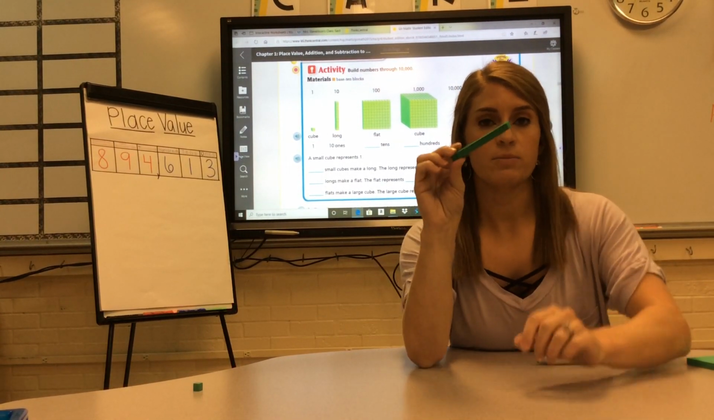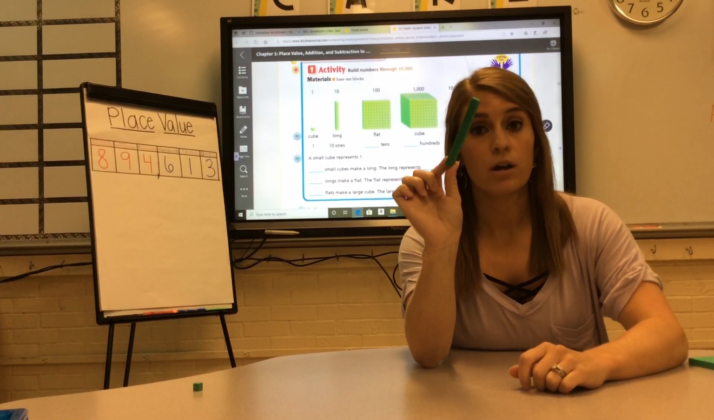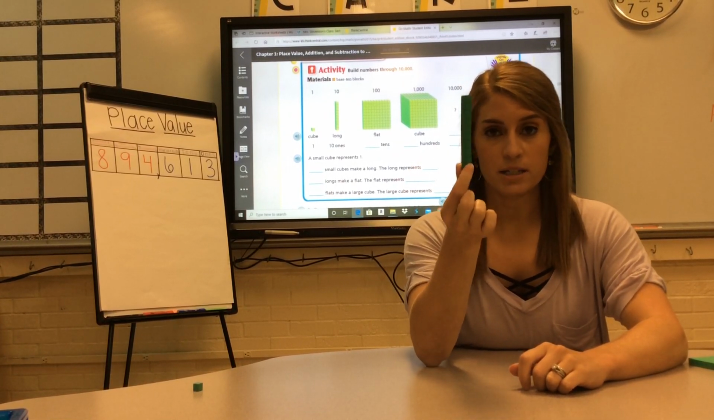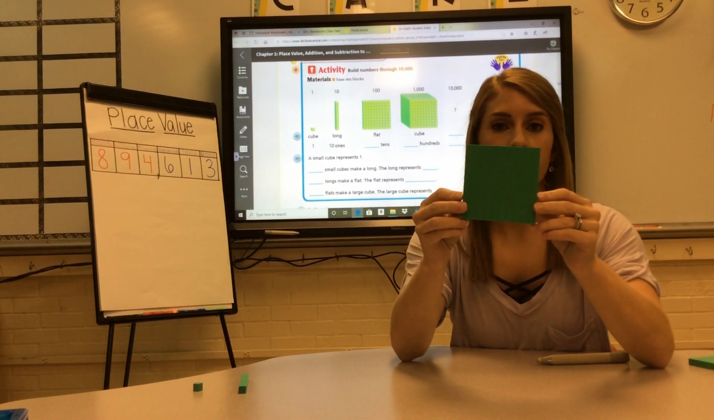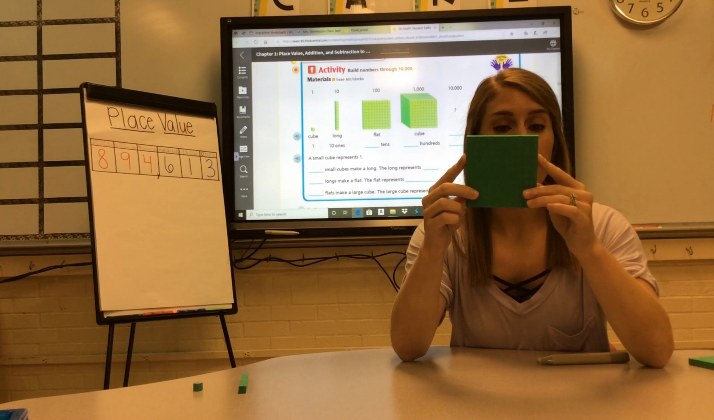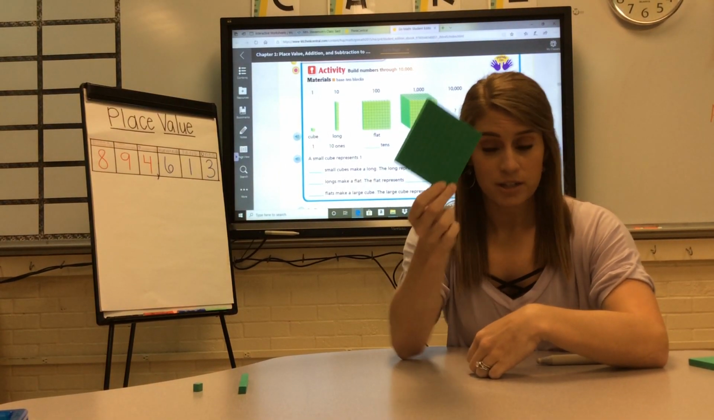What about this one? This is called a long. What does this stand for? Right, we use these to represent our tens. And what about this one? Call it a flat. Right, this is our hundreds.